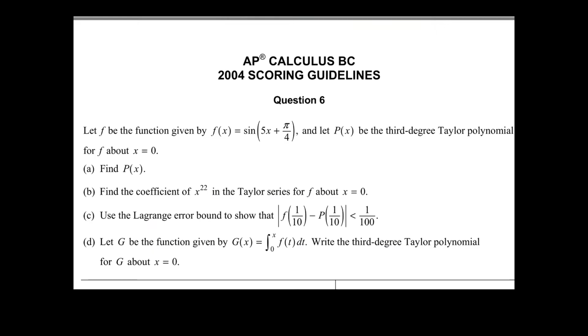So part B of this problem asks us to find the coefficient of x to the 22nd in the Taylor series for f about x equals 0. So going back to the Maclaurin series formula, we can see that f to the n of 0 times x to the n over n factorial gives us the nth term. So if you want the 22nd term, then we can plug in 22 for n.